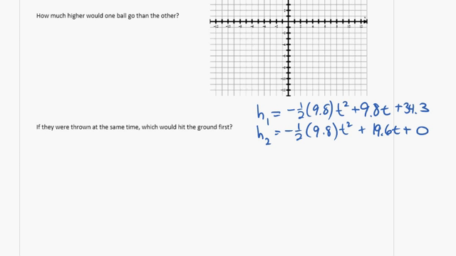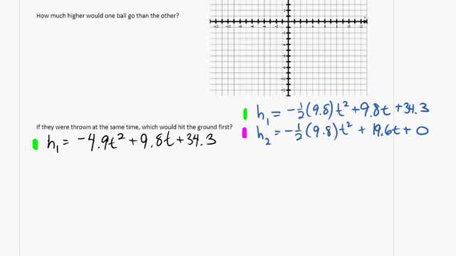And I want to know which goes higher, which means I want to know which vertex has a greater y value. Because if I can figure that out, then that's the higher place. So this will be purple, and this will be green. So let's do green first. The vertex, so h1 is equal to negative 4.9 t squared plus 9.8 t plus 34.3.